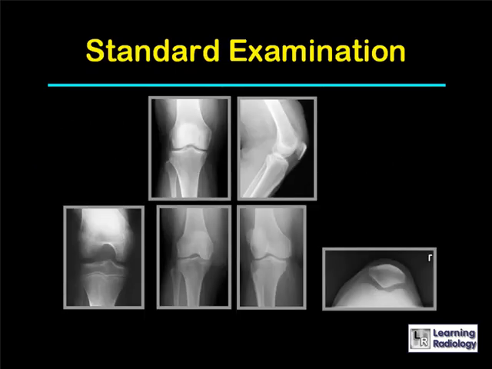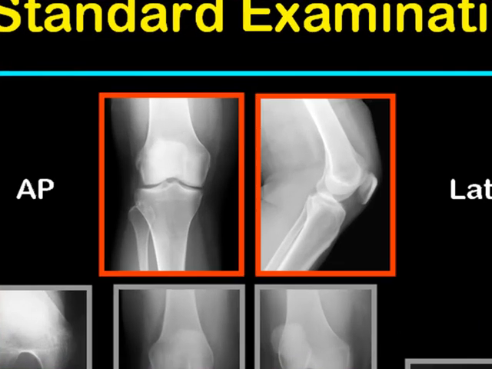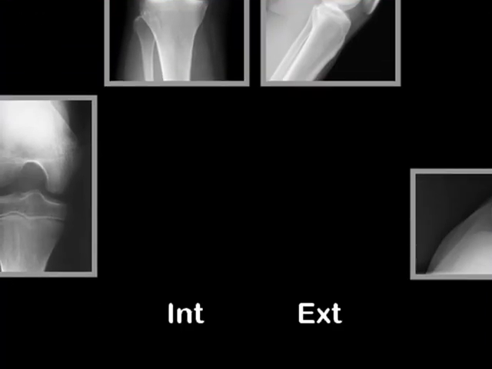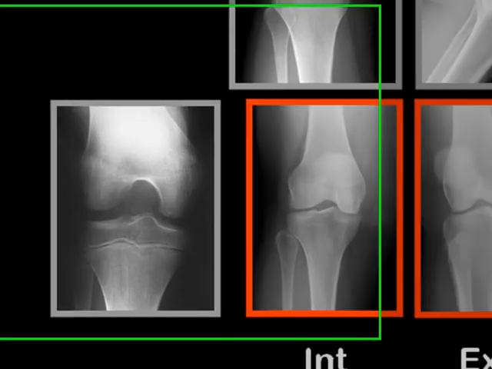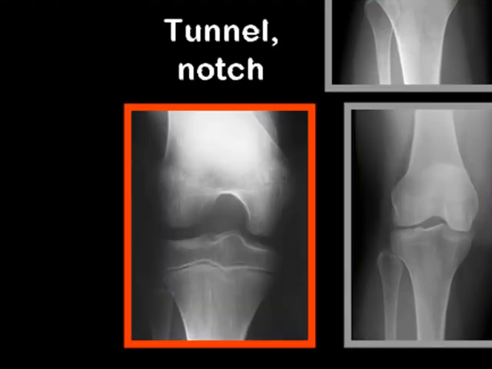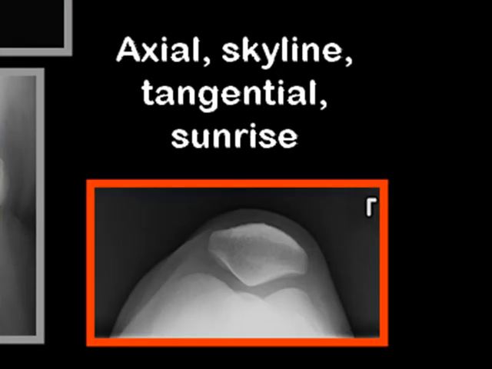A standard conventional examination of the knee will always include an AP and a lateral view. In some institutions, it may also include an internal and an external oblique projection of the knee. In other institutions, it may also include instead a tunnel or notch view of the knee, which demonstrates the femoral condyles in their posterior aspects and the intercondylar notch and intercondylar eminence particularly well, and the axial, skyline, tangential, or sunrise view of the patella, which shows the patella in its AP dimension and demonstrates the joint space between the patella and the femur.